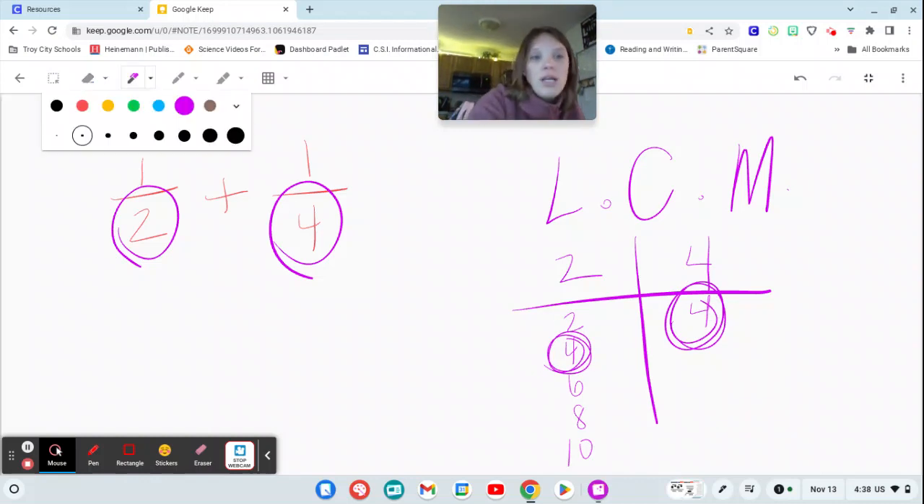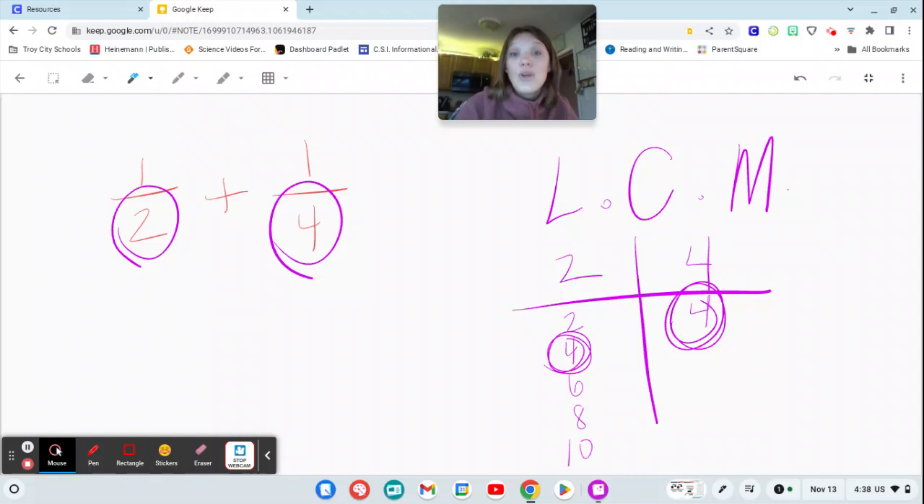This 4 now becomes my new denominator. So now both of my fractions will have the same denominator. When I rewrite my fractions, they are both going to have the common denominator of 4. So when I examine or compare my previous fractions, 1/4 will stay the same because that fraction's already in fourths. I'll now use some multiplication to make an equivalent fraction of 1/2.